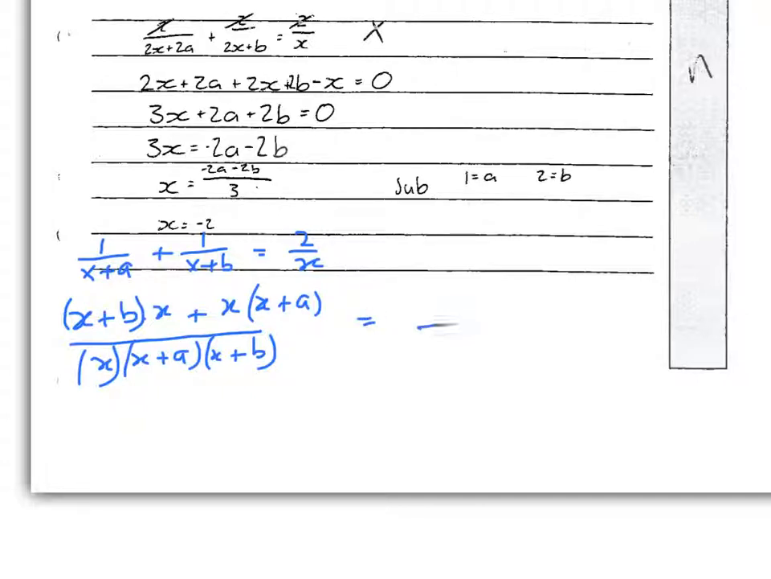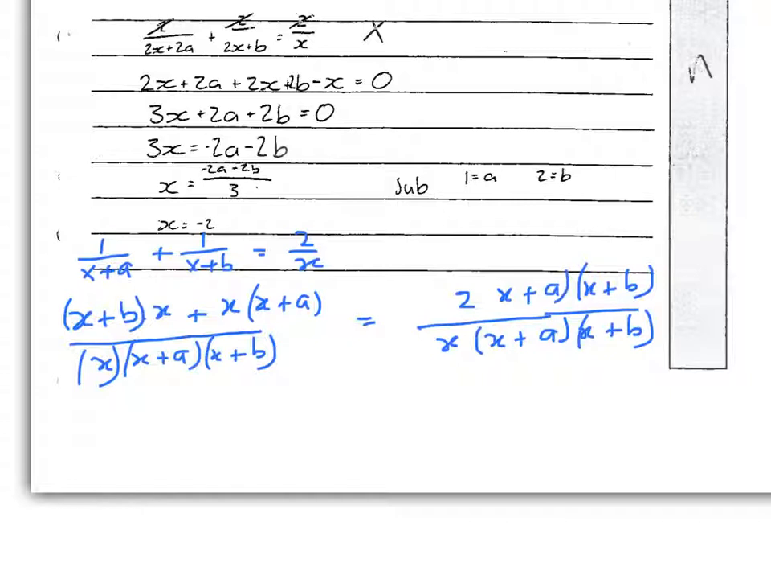And then to make this x, x plus a, x plus b over here, I need to multiply the top 2 by x plus a and x plus b, like that. So then we've got the same denominator on both sides, so I can cancel that there.